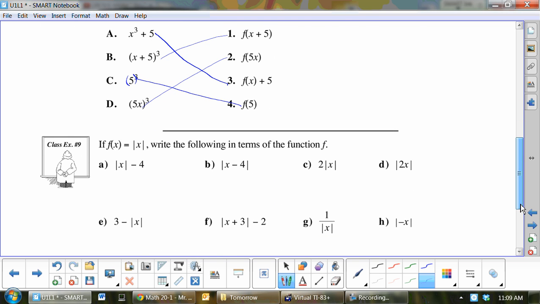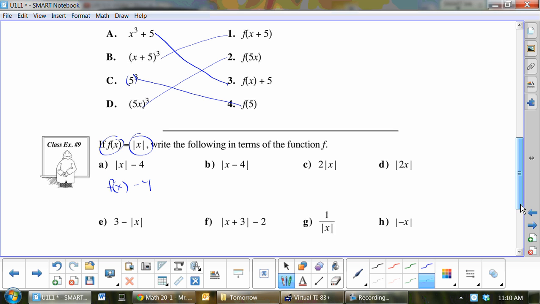Okay, so now let's find out the function. So absolute value is the function. Remember, f of x equals absolute value x. Remember that. So in A, how would you get absolute value x minus 4? What is absolute value x? It's f of x, right? So shouldn't this be f of x minus 4?